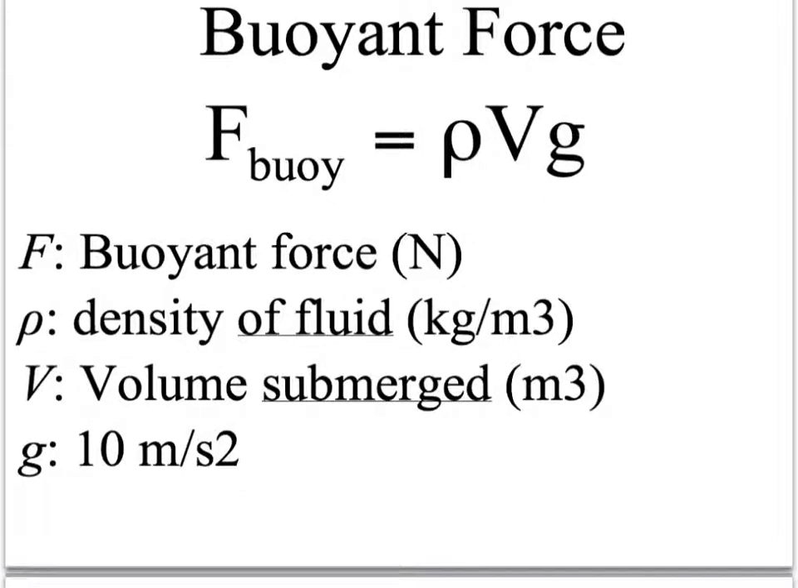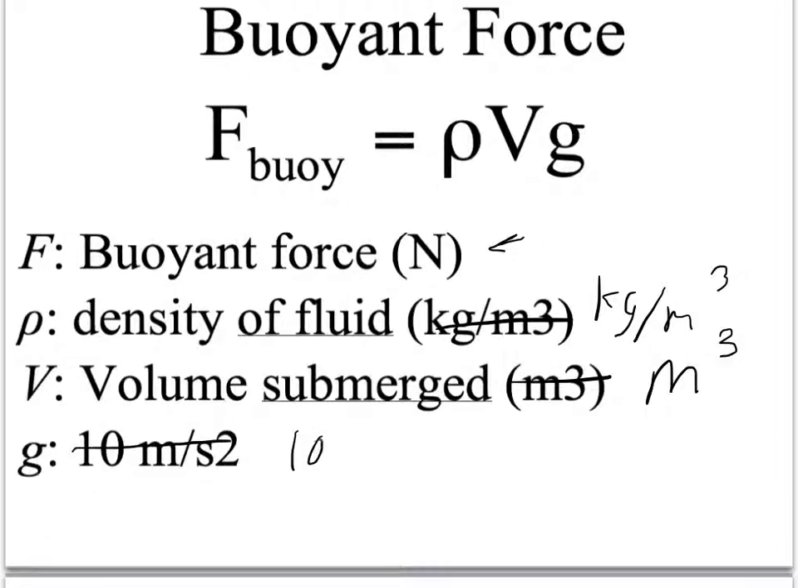And there's buoyant force, which is measured with rho times volume times gravity. Force is, of course, in newtons. Density is in kilograms per meter cubed. The volume submerged is in meters cubed. And gravity is 10 meters per second squared, or newtons per kilogram.